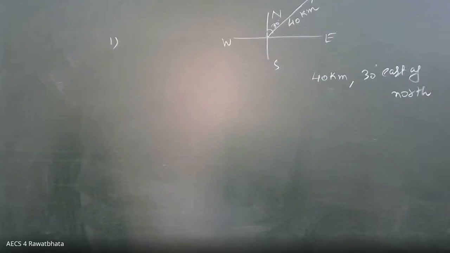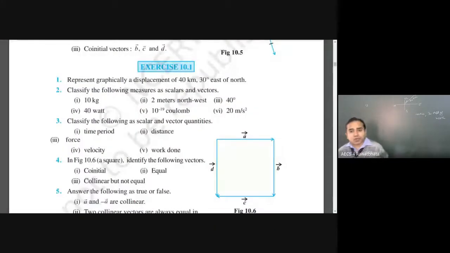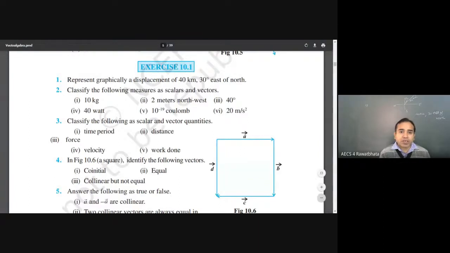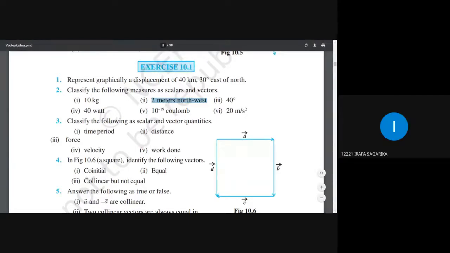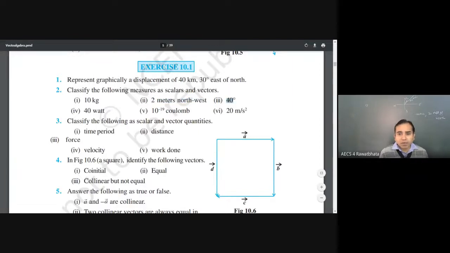The next, second question is: classify the following measures as scalars and vectors. First one, 10 kg. Scalar quantity, obviously. Then second one, vector quantity. Others also speak. See, if you participate, it will create more interest.